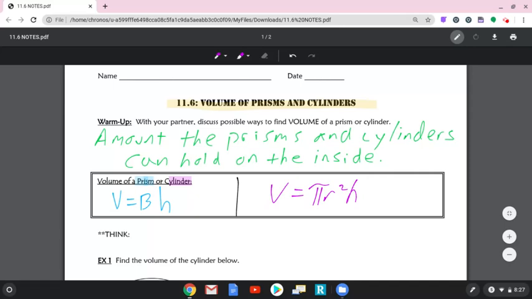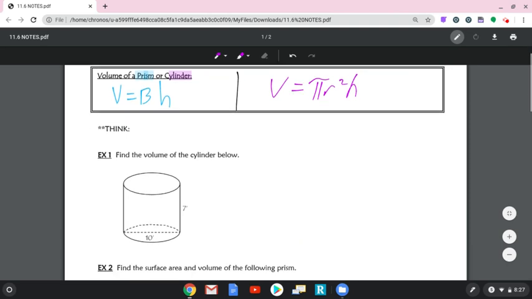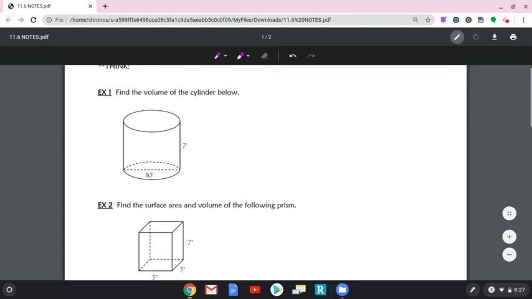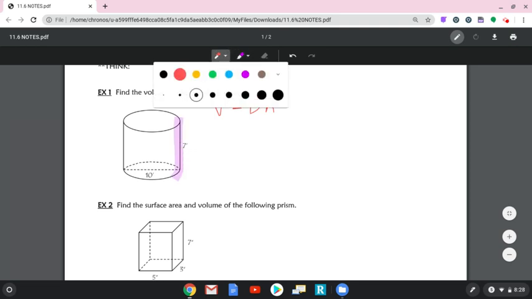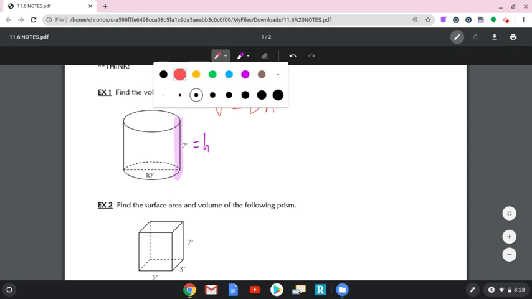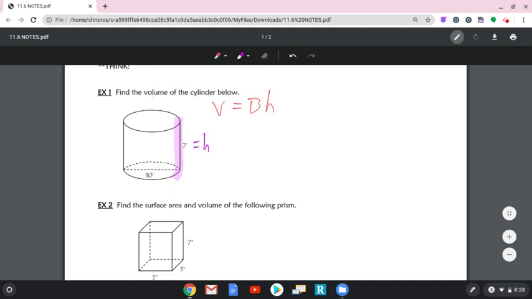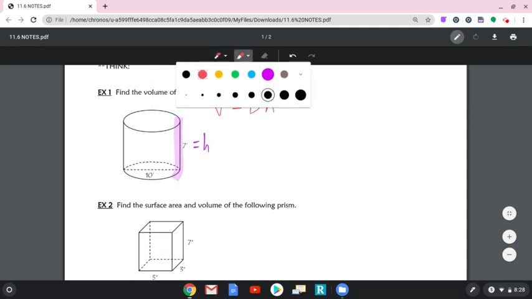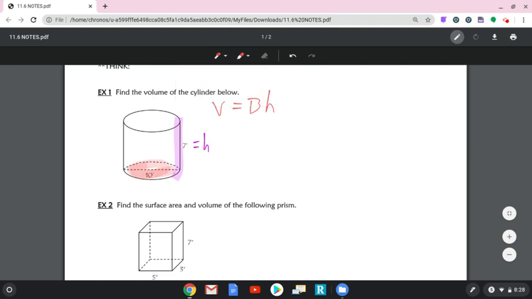All right, so let's think here. Let's find the volume of the cylinder, okay? If I found the volume of this cylinder, I'm looking for volume is base area times height. So what is my base area? If I take a look at this, 7 represents my height, so that is the height of my prism. Now, if I look at 10 here, this is my base. So I need to find that base area.